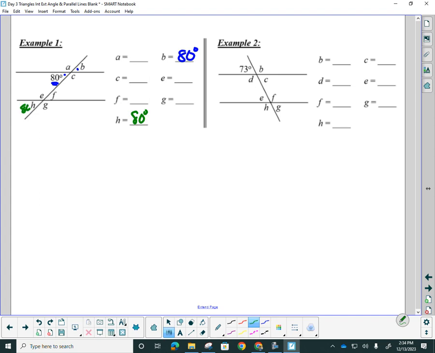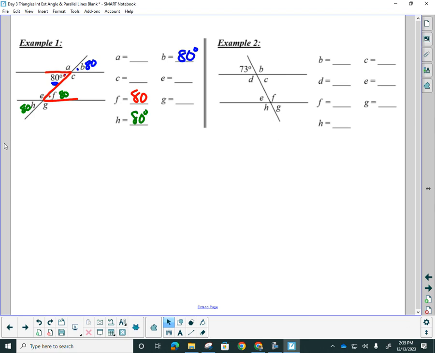So this is 80. X pattern means that this is going to be 80. This is 80. I can even see that that guy is 80 from the Z pattern. So here's a Z, and that says those angles are equal. So those guys are equal, and so both of those are equal to 80 as well. So F is also equal to 80. Lots of reasons why those are 80.